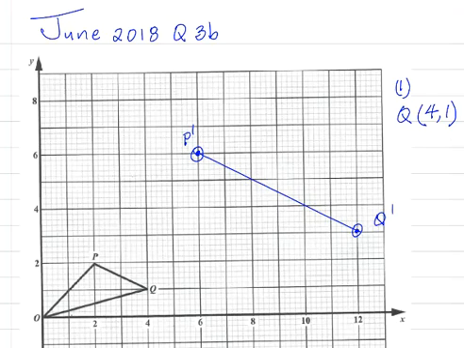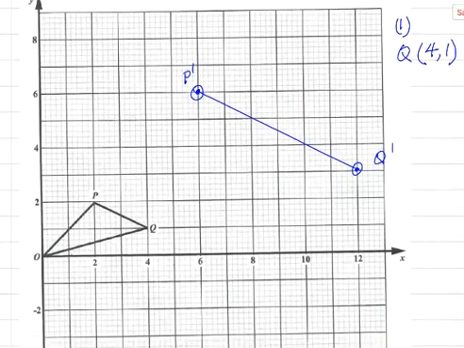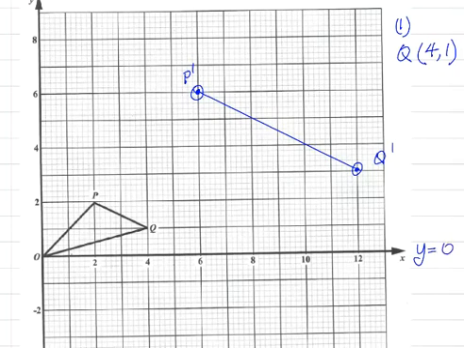The first thing we need to do is identify the mirror line. We're told that the mirror line is the line y equals 0. What we have to remember is that the line y equals 0 is actually the x-axis. So this is the line y equals 0. In other words, my mirror line is the x-axis. Now, in a reflection, the object and the image are the same perpendicular distance from the mirror line on either side of the mirror line.